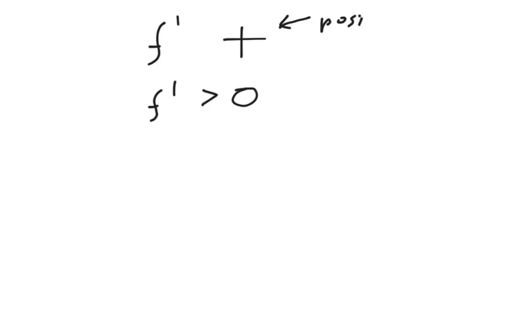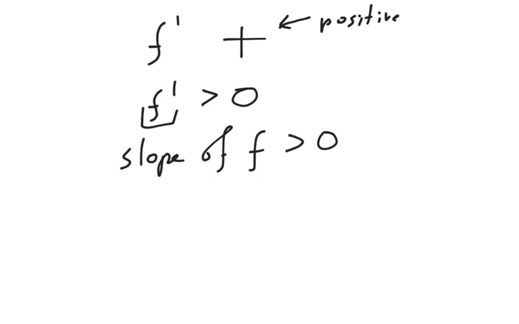The first relationship goes like this. Let's assume that the derivative of f is positive. Okay, and so that means that f prime is greater than 0. This is positive. So f prime means slope of f, and so we know that the slope of f is greater than 0, which means, in another format, f has positive slope.